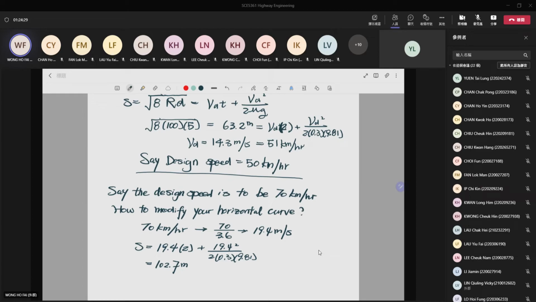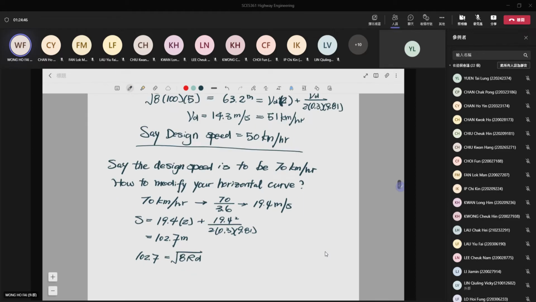Then this should be equal to the horizontal curve distance, okay? So this is equal to 102.7, which equals square root of 8 times R, right? Then for this one, you may change it. You may increase the design radius of the curve while keeping the distance between the center line of the inner lane and the building the same. So option 1 is that you will increase the design radius.